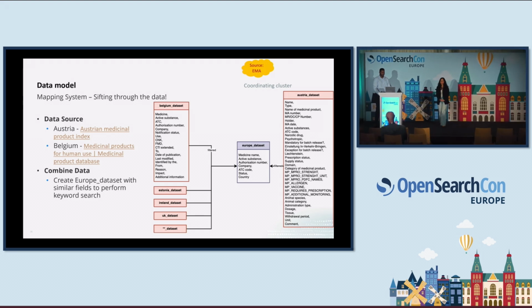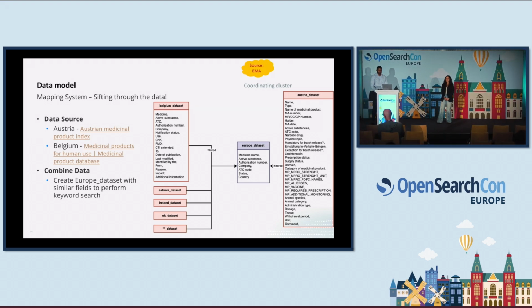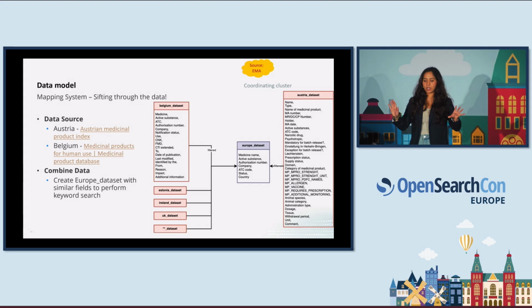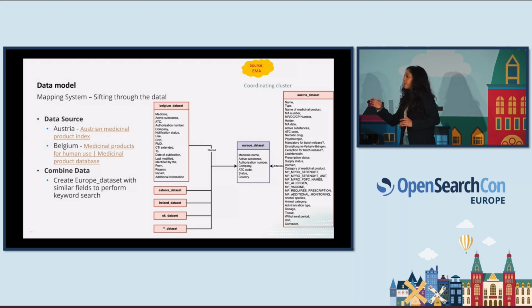So now let's talk about the data model. So this is for our Europe cluster, our source cluster. We have gotten 2 data sets for Austria and Belgium from their national registries, and we have combined this data into a single index while maintaining the raw data. And this will help us to do keyword search in a more simpler way.